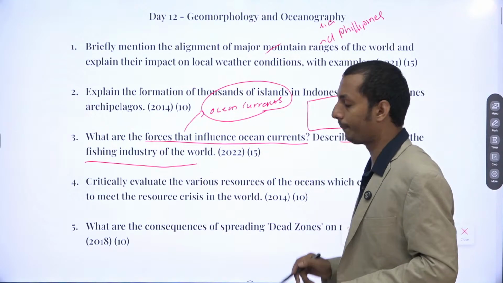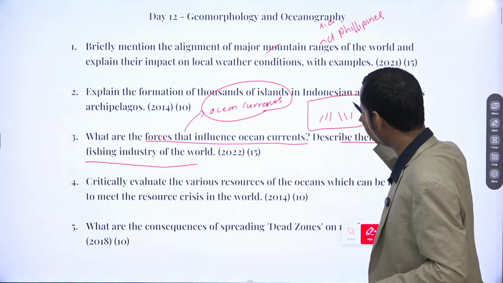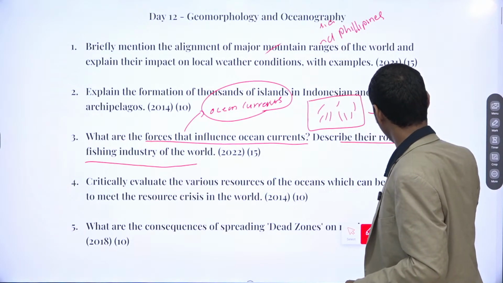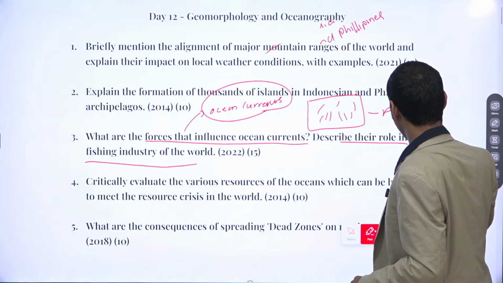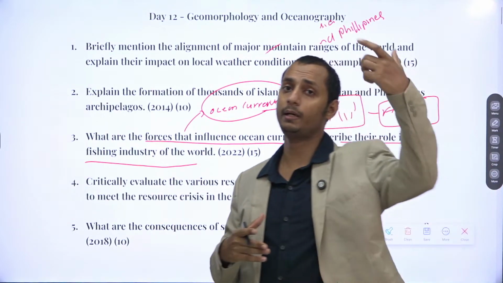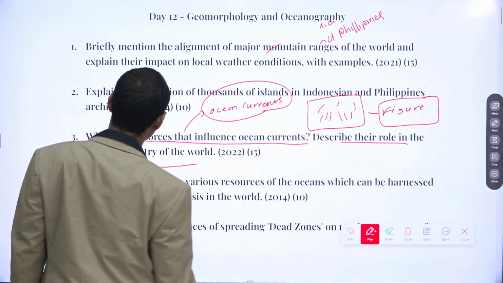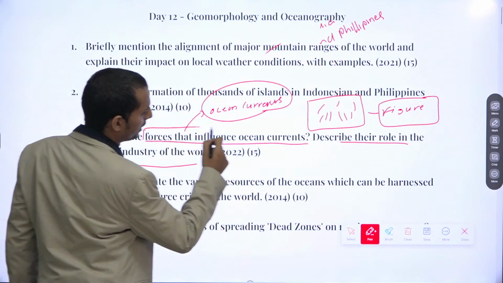You draw a world map and you mention all the major ocean currents out there. So after the introduction, draw a world map, a figure, and mention all the ocean currents out there. Now first body part, what are the different factors that influence the ocean currents?